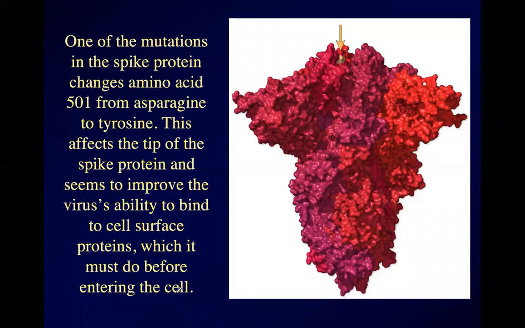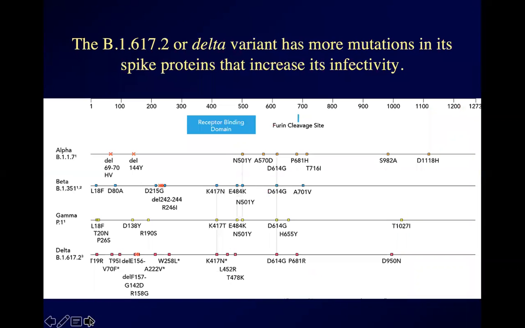So sometimes all it takes is one single change of one amino acid to another amino acid to cause a very noticeable change in how the protein functions. And in this case, it improves the protein's ability to bind to cell surface proteins. That's not an improvement from our point of view, because we don't want viruses to get better, but they do. And again, the Delta variant has yet more variations in those spike proteins that increase its infectivity.